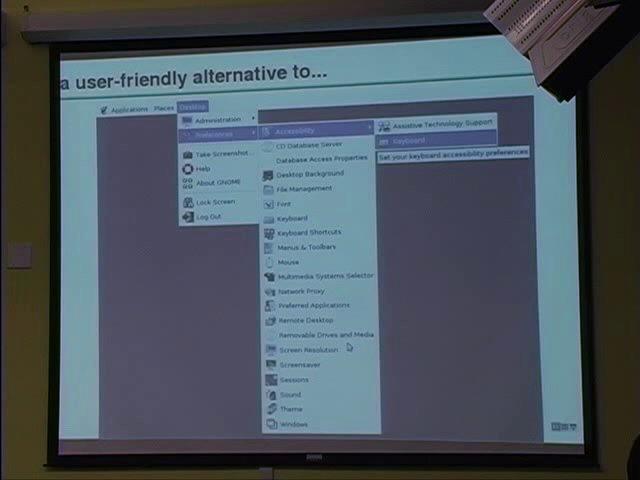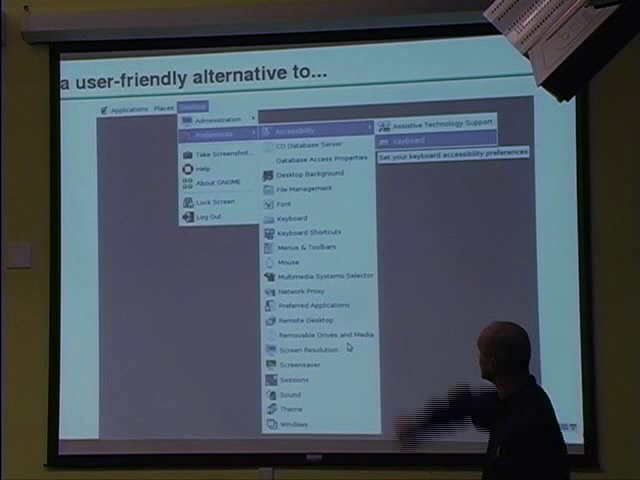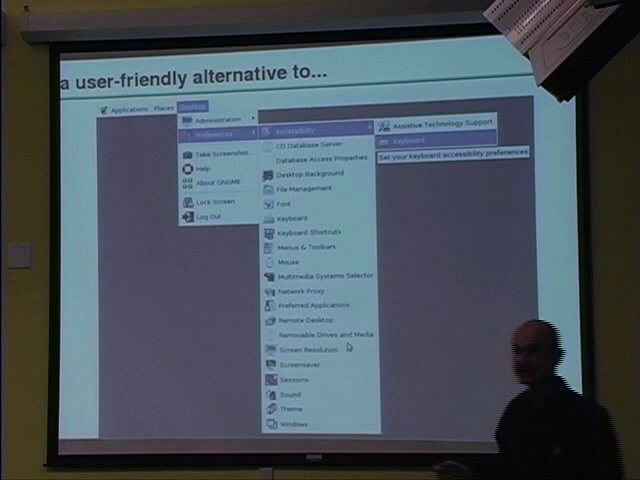And we call this a user-friendly alternative to the wheelchair alley of death, which is the sequence of pull-down menus, which, again, are very difficult for a disabled person to actually control with, say, a head mouse.